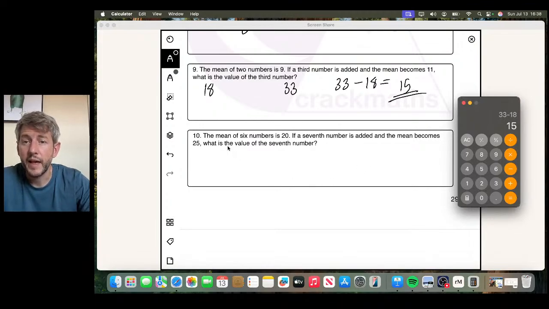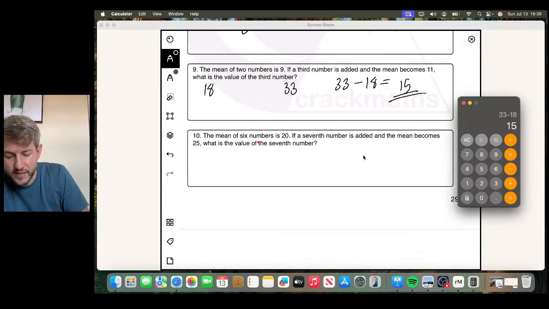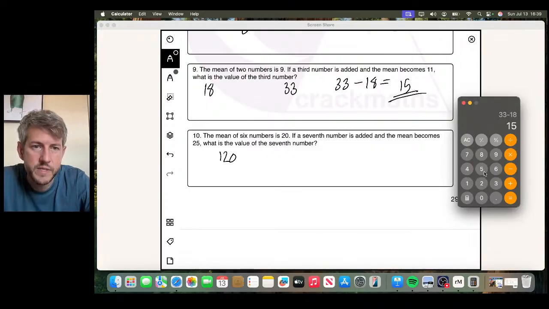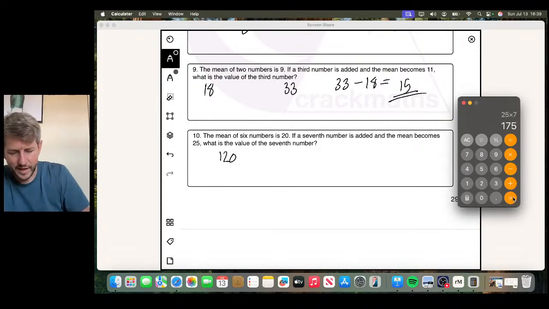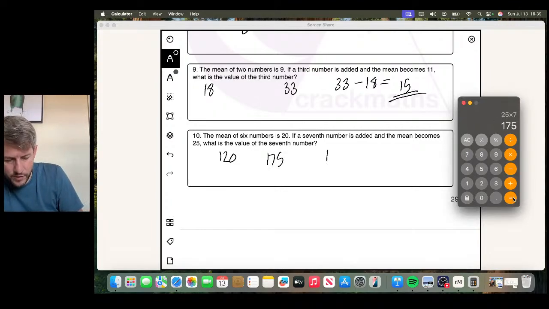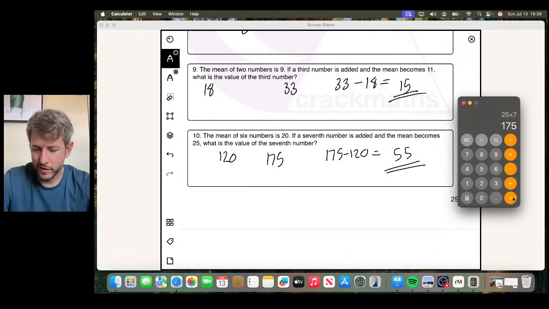Question 10. If the mean of 6 numbers is 20, and a 7th number is added and the mean becomes 25, what is the value of the 7th number? So again, if the mean of the first 6 numbers is 20, 6 times 20 is 120. If the mean of 7 numbers is 25, let's just do 25 times 7, which equals 175. So 175 take away 120 equals 55. There we go, that is the solution to that.